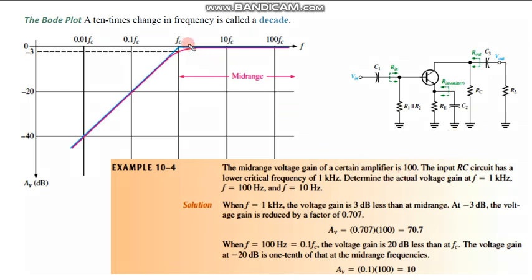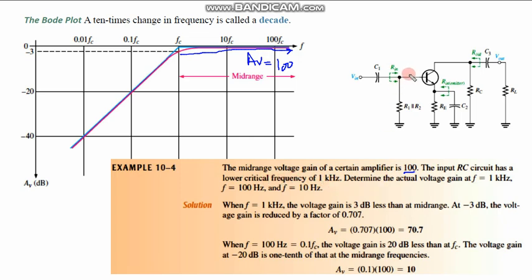So the unaffected gain occurs here. This is the mid-range gain, and this is the mid-range frequency as well. The gain over this frequency range would be constant, unaffected, and it is given by 100. So the gain somewhere over here is equal to 100. Now the input RC circuit has a low critical frequency of 1 kilohertz.